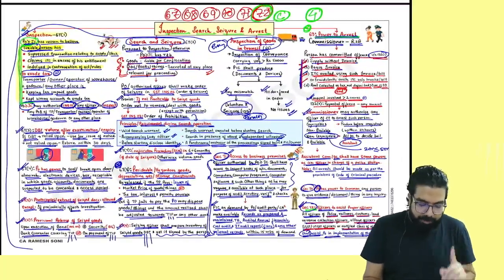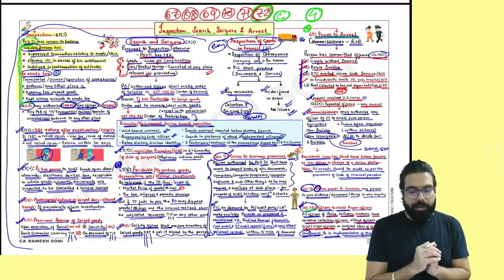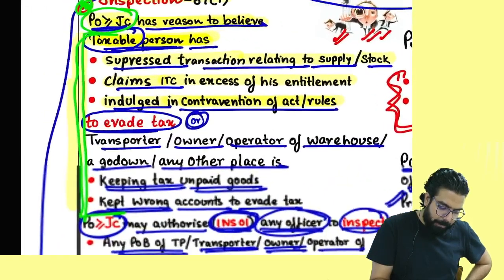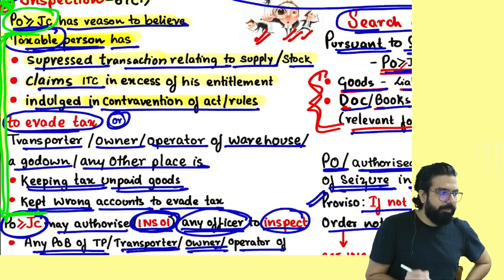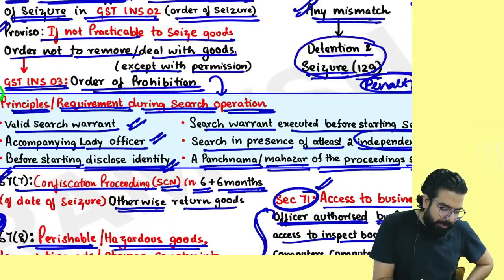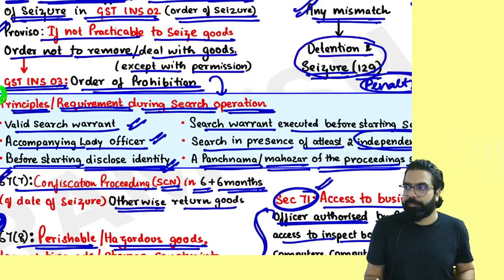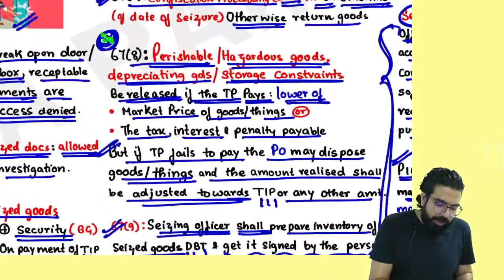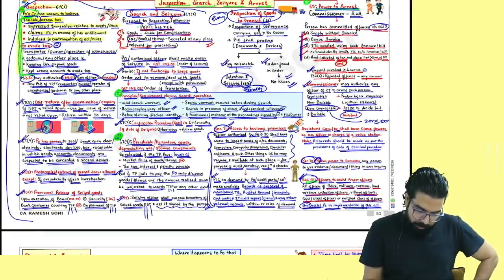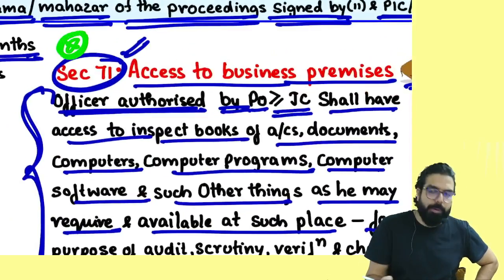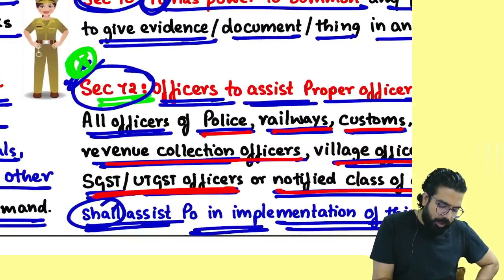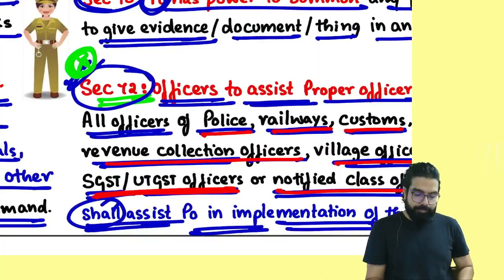Everyone over here, although this chapter is a C-graded chapter, I'll tell you what kind of questions they can ask you. Now, who can order inspection? Remember this point. In what cases can inspection be done? This left-hand side point. Sir, what are the principles or requirements during a search operation? Sir, in case of perishable goods, what can the officer do? Write a short note on access to business premises. Who are the other officers who have to assist the proper officer?